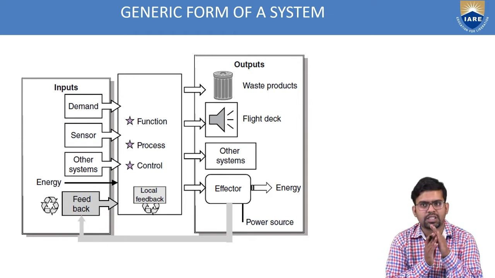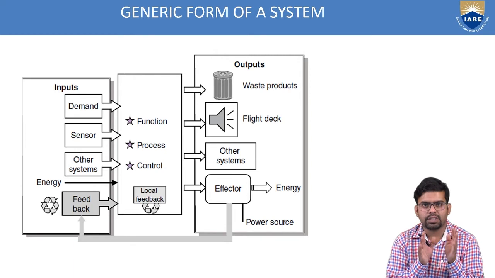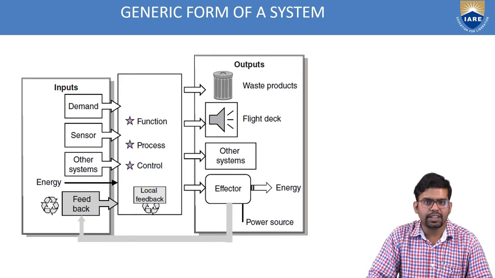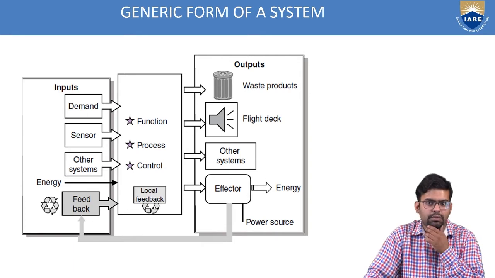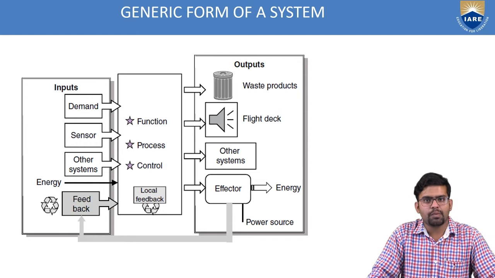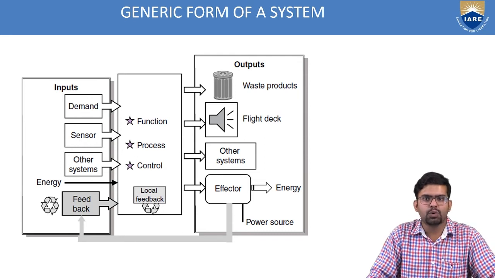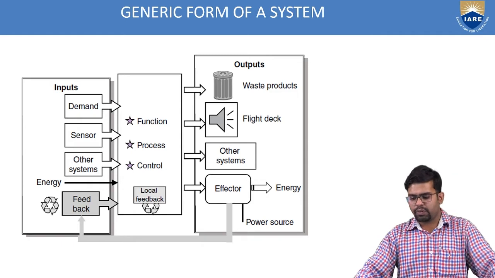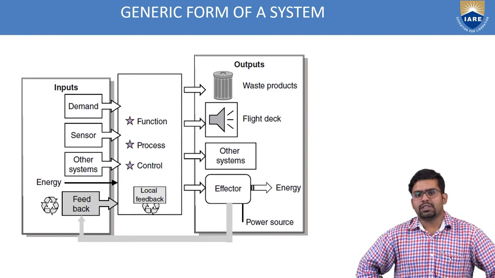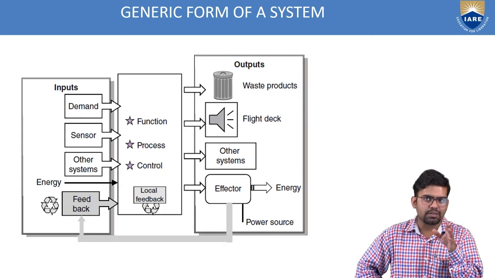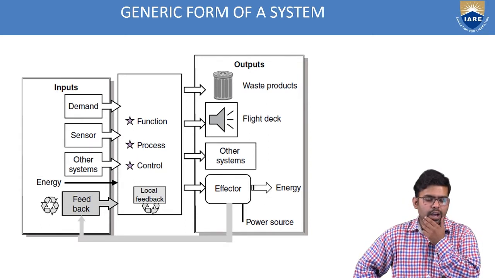So just imagine this for an aircraft. You can see that an aircraft is a system. When I apply the generic form of a system to an aircraft, I need demand. Demand is passengers, flight passengers who are moving from, let us say, Hyderabad to New Delhi. Sensor is whatever you do first, flight checks and everything, known as sensors. I'm not literally translating everything. I'm just applying the generic form of a system to an aircraft.